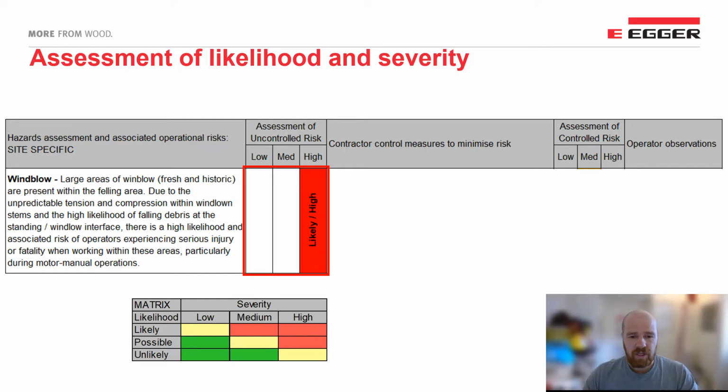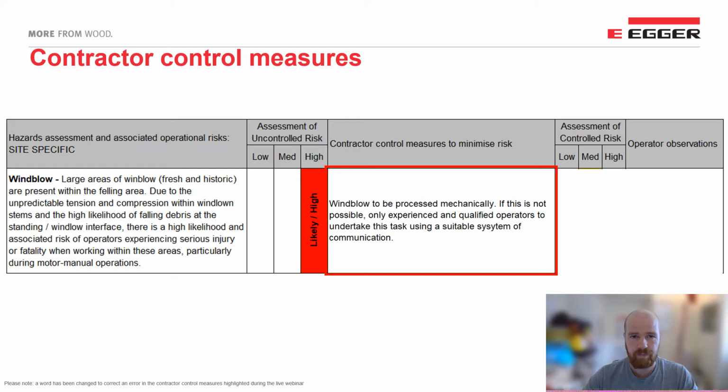After we have identified the likelihood and severity of a risk, we then communicate with our contractors to ask them to provide their control measures to minimize risk. Engagement with contractors is a key part of producing a hazard assessment, and we provide our contractors with the list of site-specific hazards we've identified and ask them to provide their control measures to minimize risk.